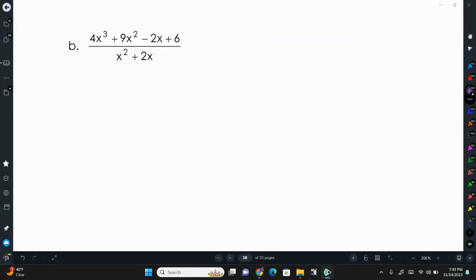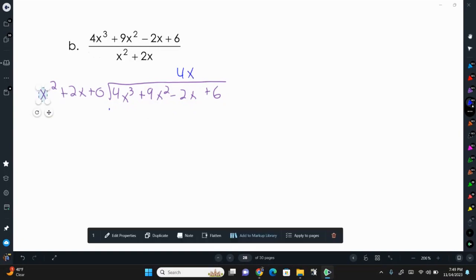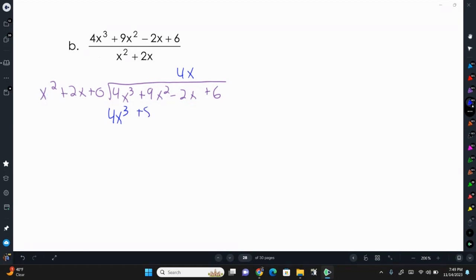So with long division, it's going to be x squared plus 2x plus 0 divided by 4x to the third plus 9x squared minus 2x plus 6. And then we're going to do long division. Okay, x squared goes into 4x to the third 4x times. So 4x times x squared is 4x to the third. 4x times 2x is 8x squared. And then 4x times 0 is 0x.